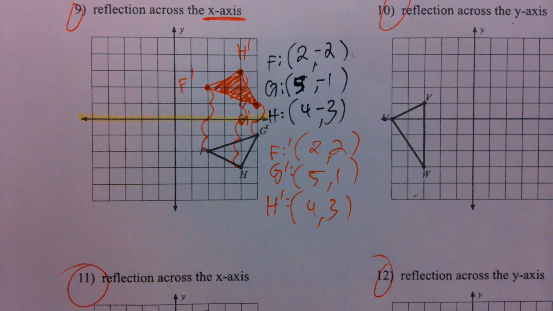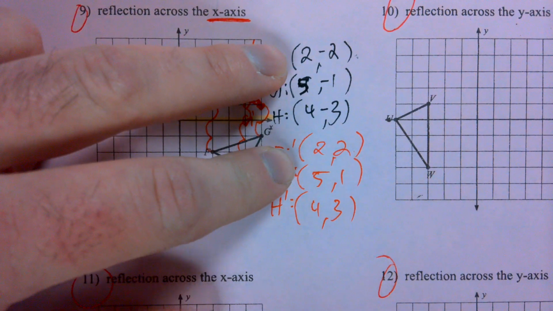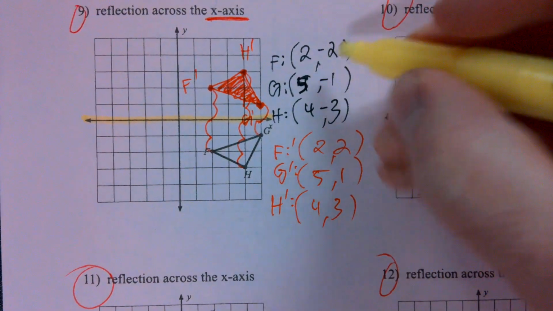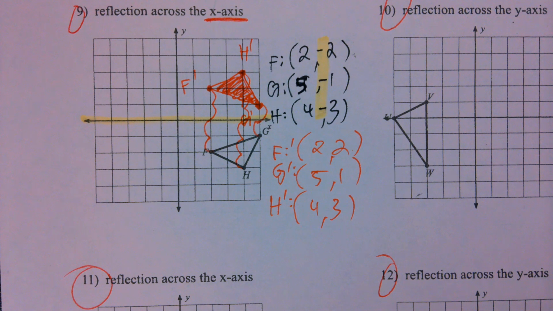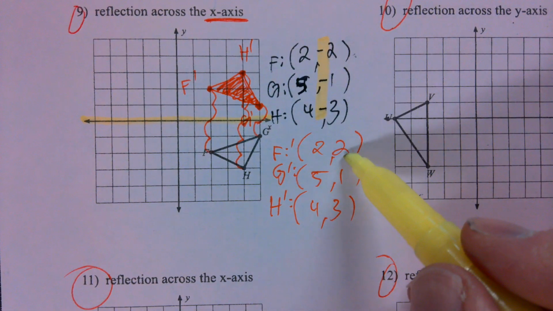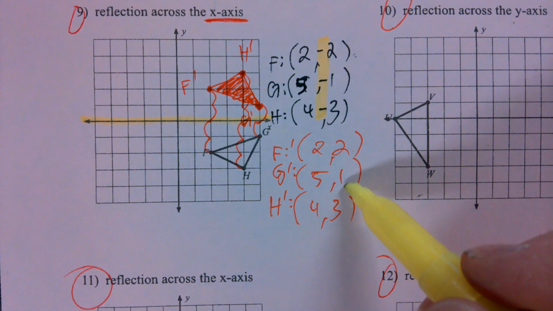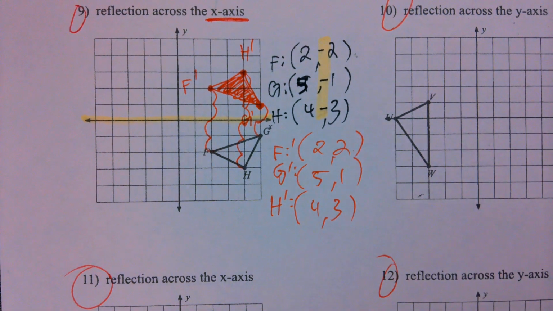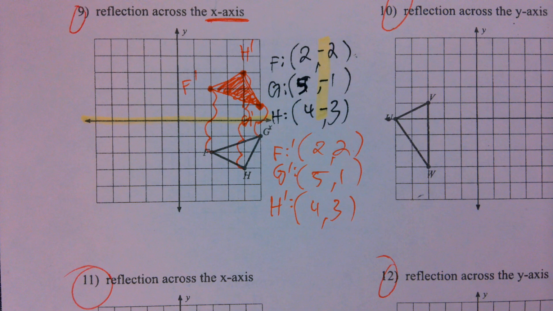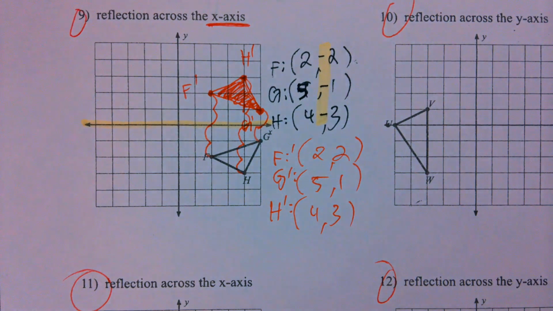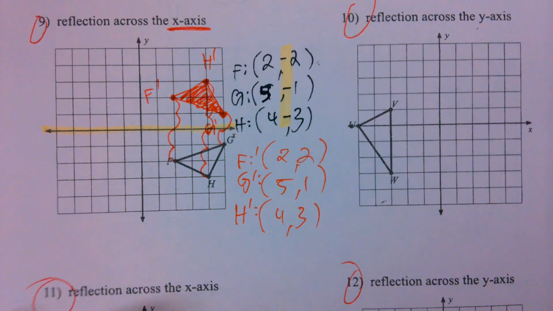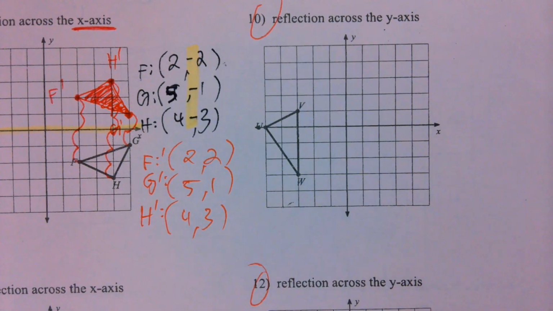So again, something to notice. We flipped across the x-axis. We kept all of our x coordinates the same, but we flipped the sign of my y coordinates. -2 became +2, -1 became +1, -3 became +3. All right? So again, we wanted to start out with the visual reflection. Today we're going to work at more of the algebraic or the number-focused reflection.